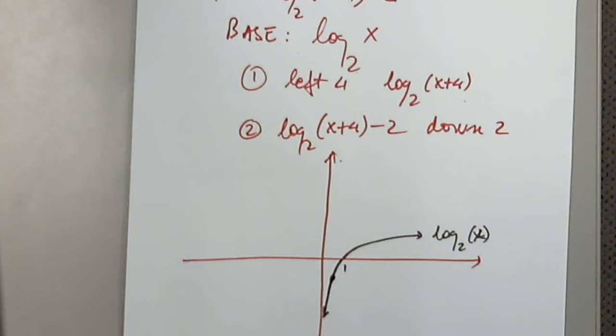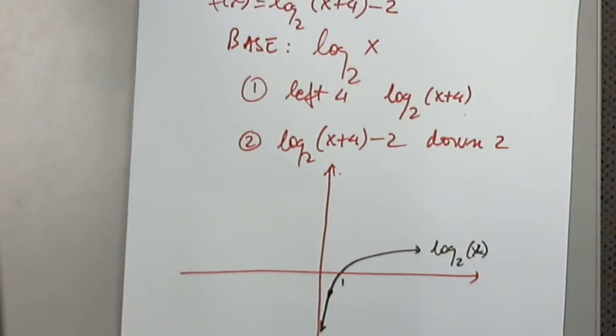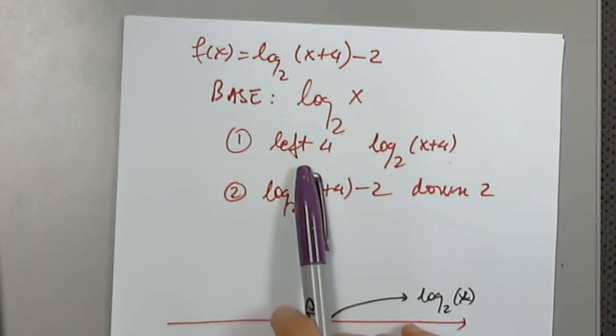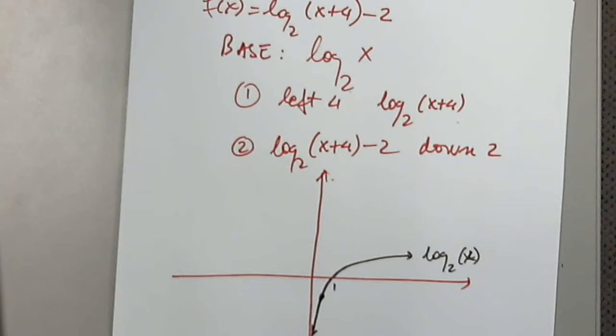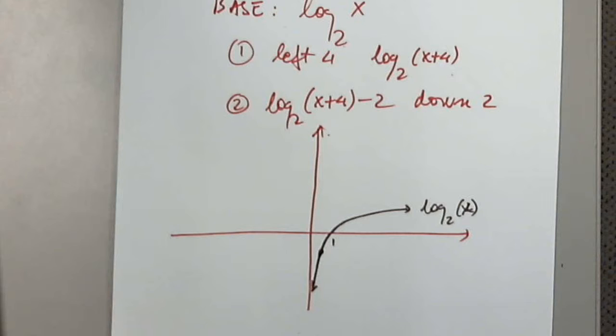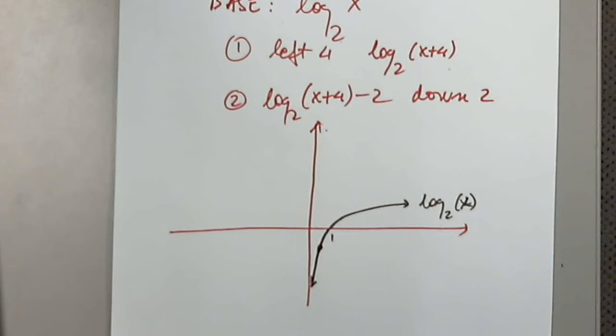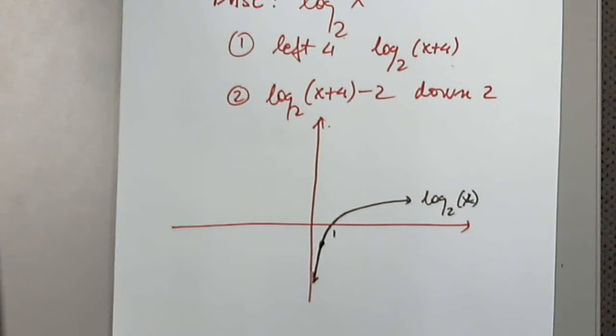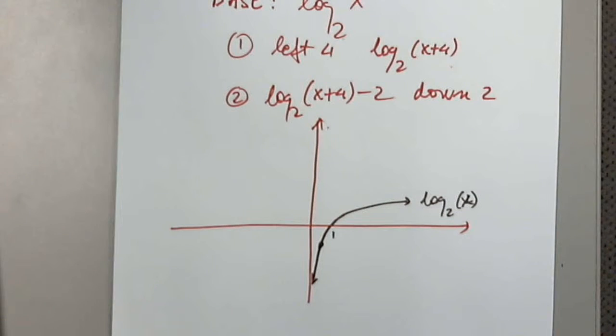Perfect. Okay, then you told me to move this graph left 4. What do I have to move first? That will be the next step. What do I have to move first? Asymptote. Excellent. Where will I move it? Where is the asymptote?